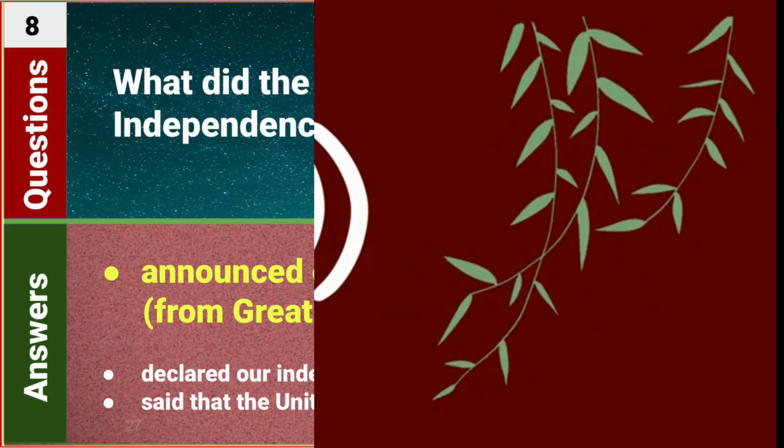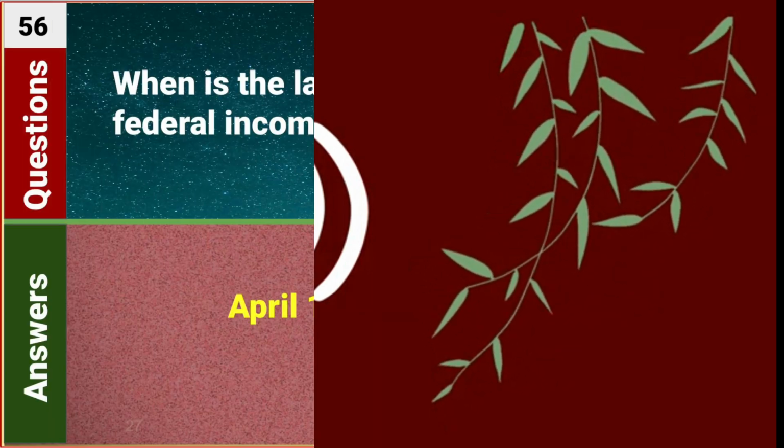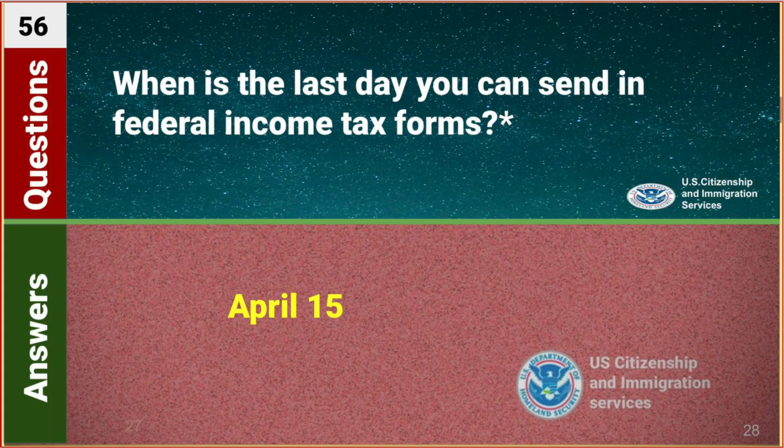What did the Declaration of Independence do? Announced our independence from Great Britain. When is the last day you can send in federal income tax forms? April 15th.